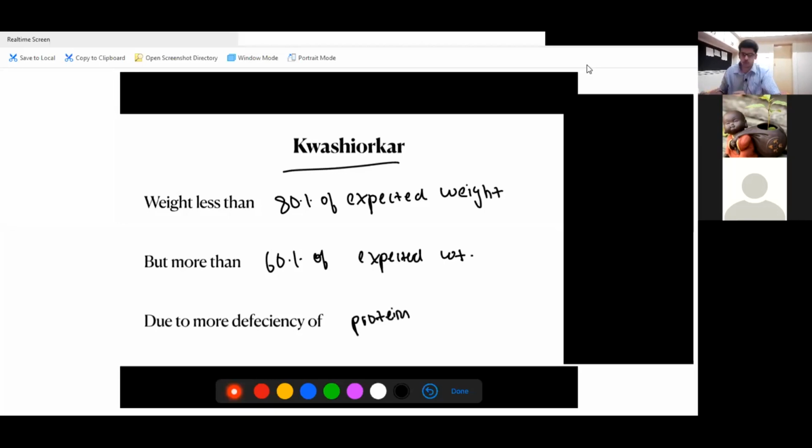We have many students from our AI PhD batch. Every year, one question comes from pediatrics, and all these are one-line questions. So please make a note. Due to more deficiency of proteins, that is kwashiorkor.